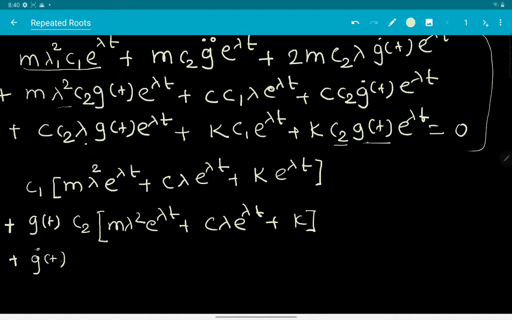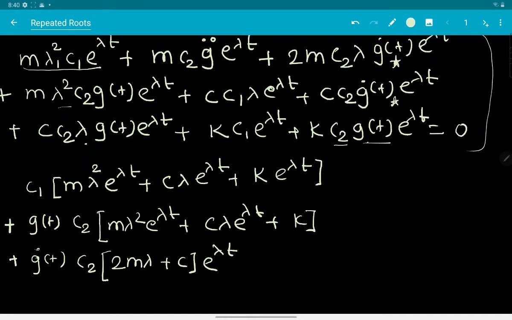Okay, if I take g dot of t, again these are going to be those terms. This is term number 1, let me mark it with a star. Then another g dot of t term is this, which is this term. These are the only two terms, and both of them have got c2, that's why I've taken c2 common. If I take c2 common, then what I'll be left with is g dot of t times c2 into 2m lambda plus c times e raised to lambda t.